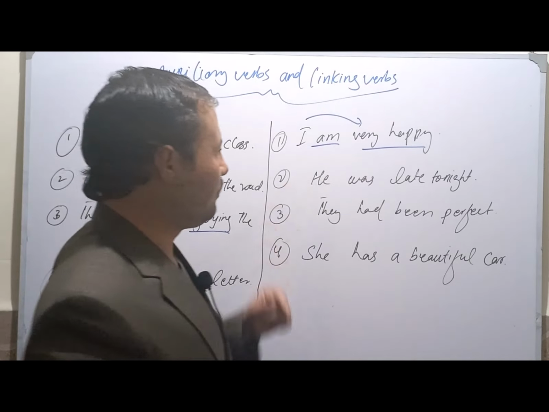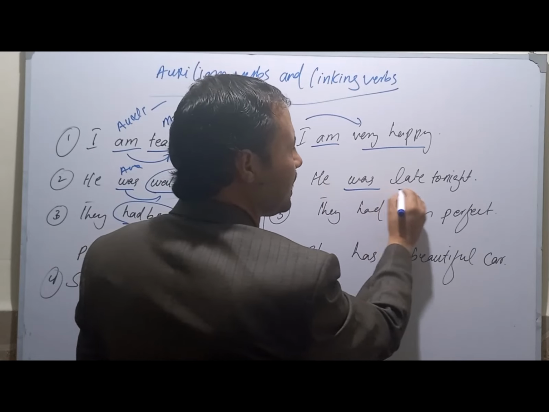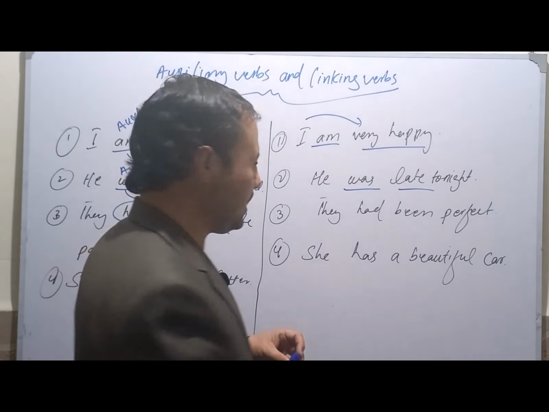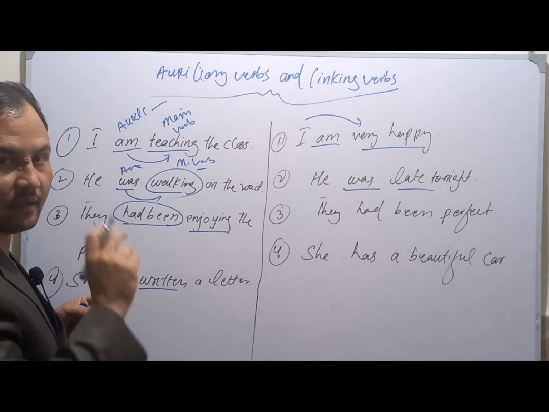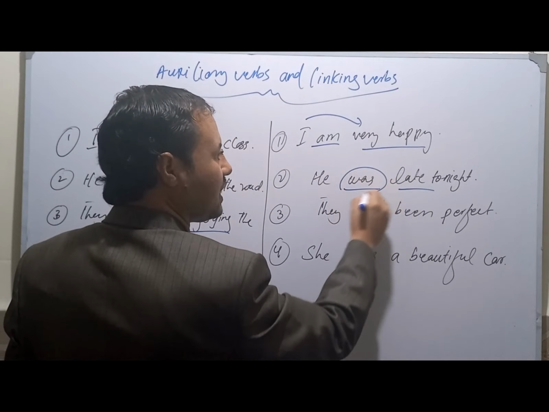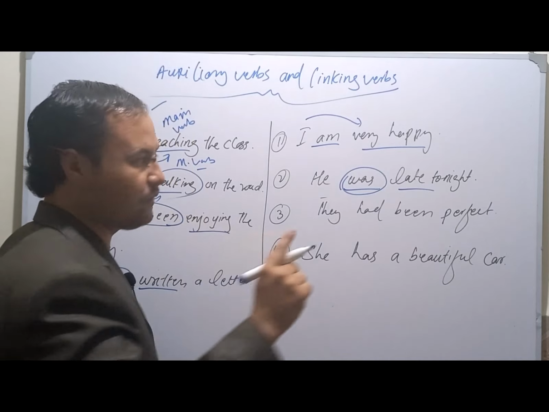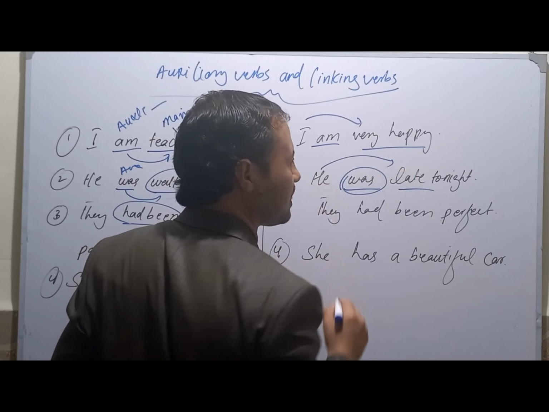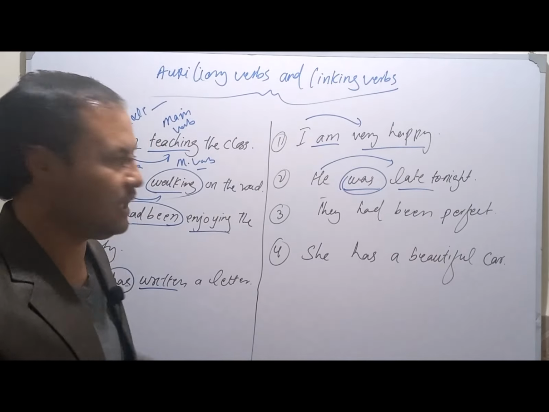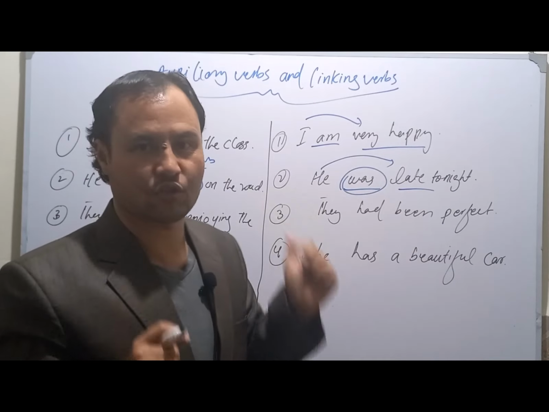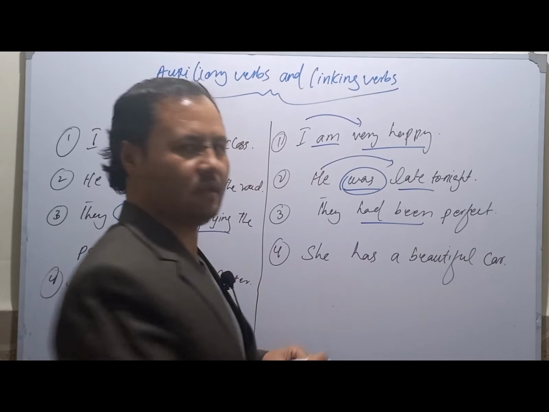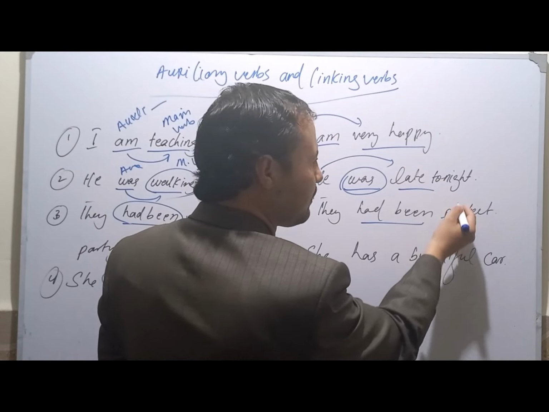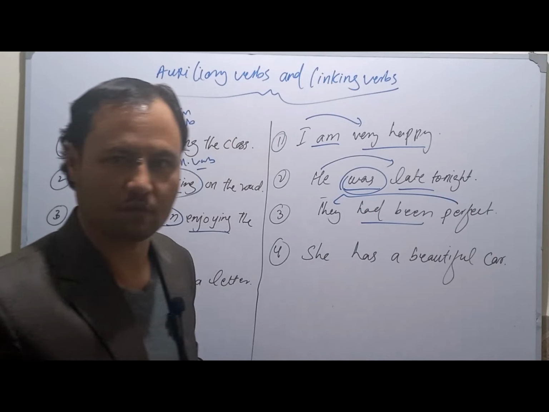Over here, he was late tonight. Now see, was is the same word with the same spelling. But here this was is working as a linking verb. It is linking the subject with the rest of the sentence, and it is not showing any action. They had been perfect. Perfect is giving more information.